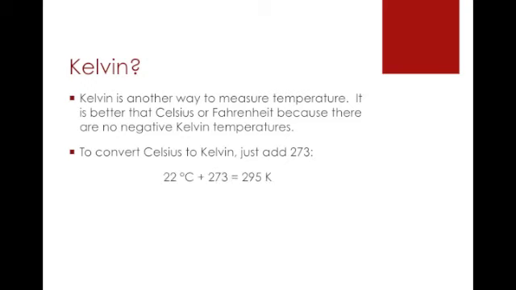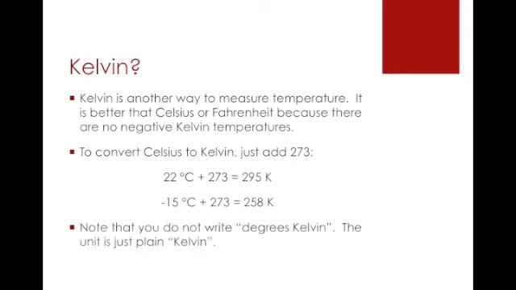22 degrees Celsius is 295 Kelvin. Negative 15 degrees Celsius is 258 Kelvin. That's all there is. Now notice I'm not saying degrees Kelvin. I'm just saying Kelvin. It's 258 Kelvin. It's not 258 degrees Kelvin. Okay? Just a little nuance there.